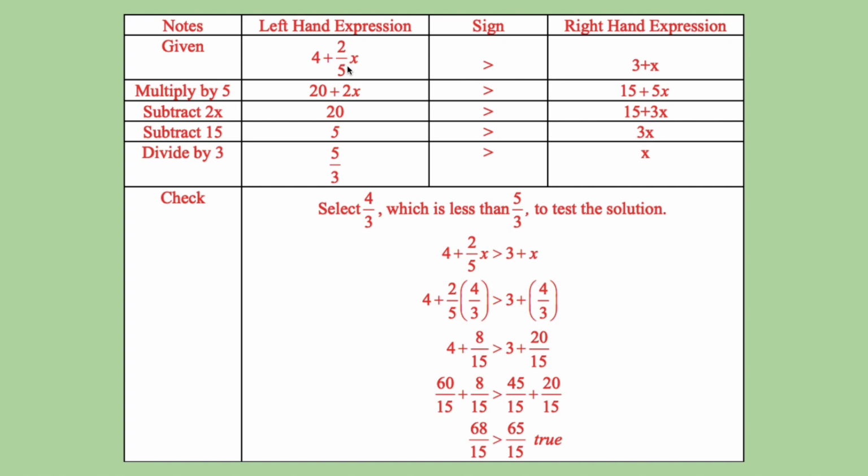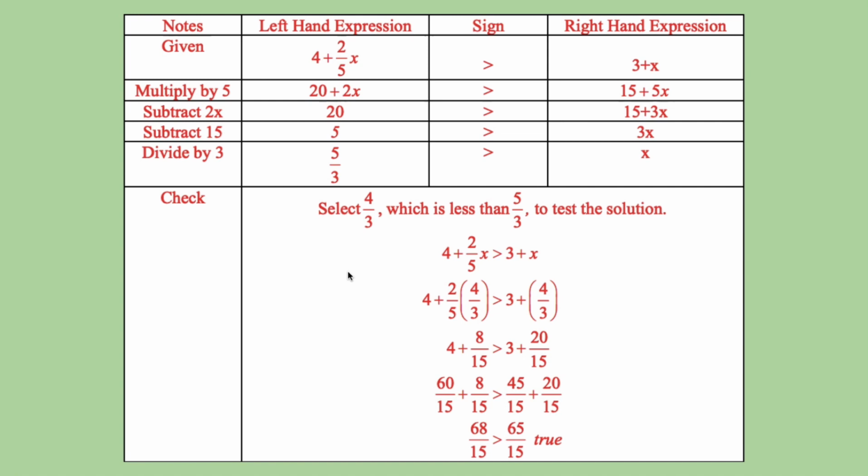And we subtract 2x from both sides now. Then we subtract 15, divide by 3 on both sides, and then we get our answer, which is x is less than 5 over 3. But it's switched here, so it would be 5 over 3 is greater than x.